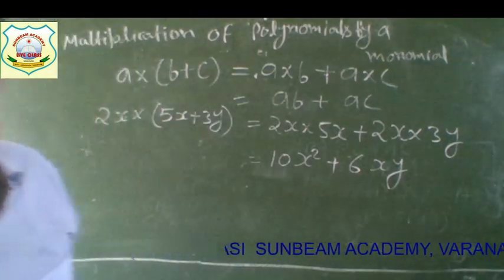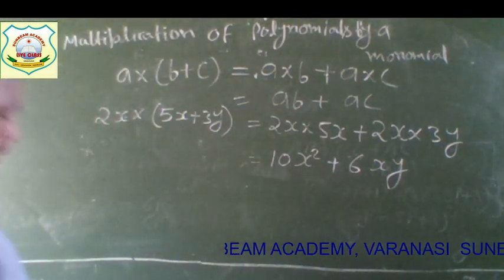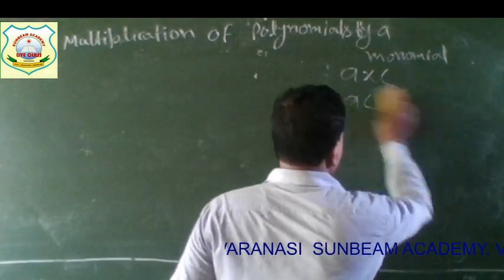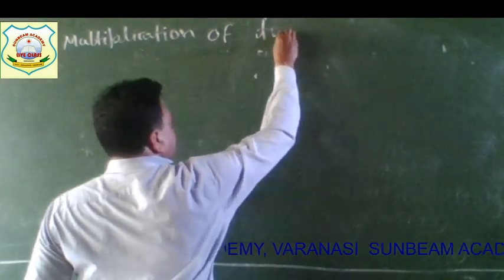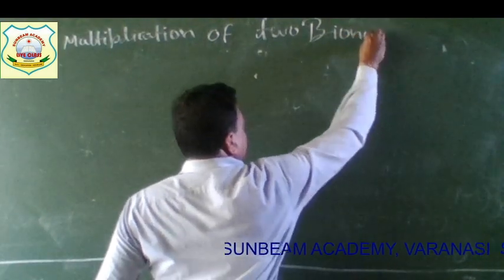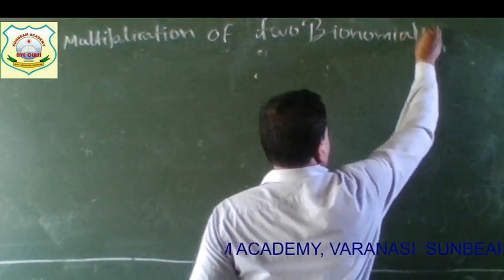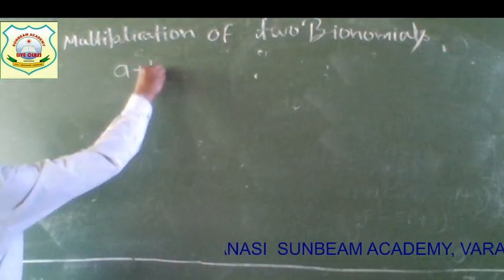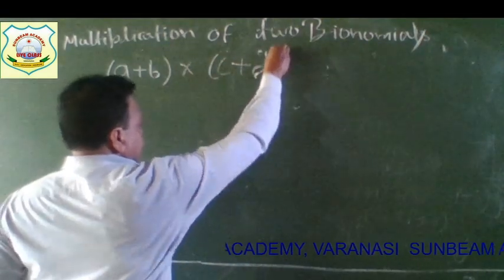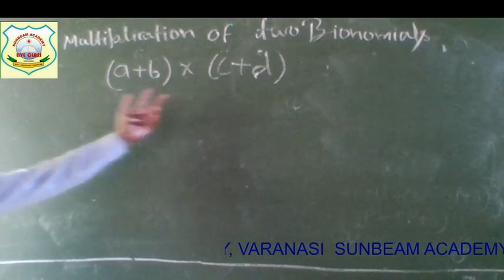Now the next one is two binomials. Now students, see everyone how we will do the multiplication of two binomials. How will we do this? Suppose we have taken a plus b multiply c plus d. Okay? The two binomials we have taken.